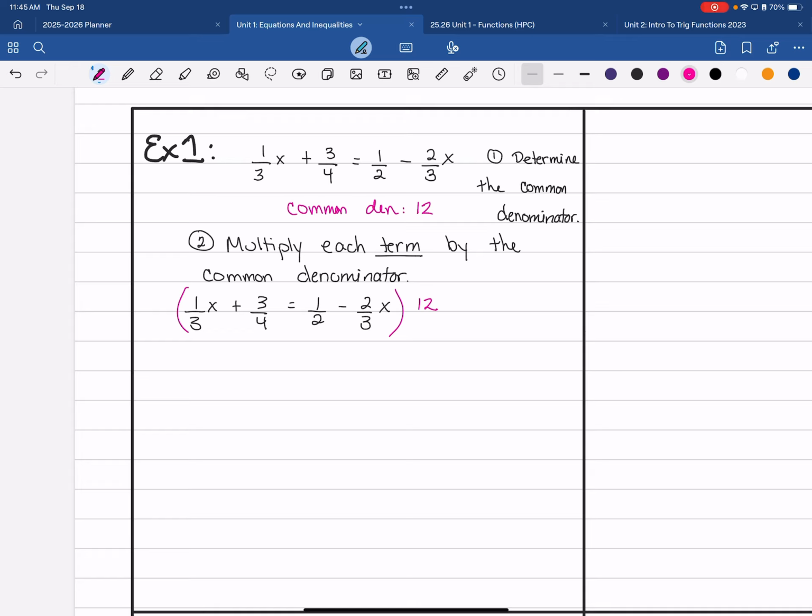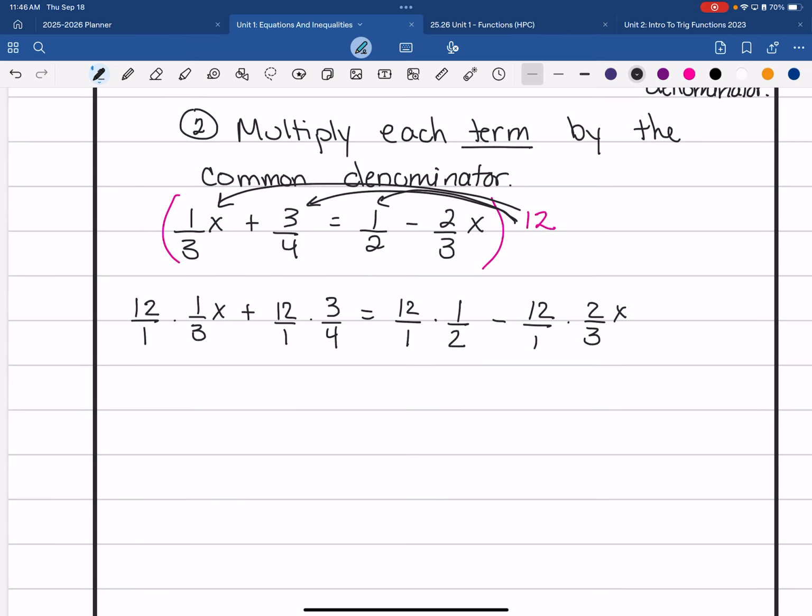All right, so when I do that, I'm distributing this 12 to every single term inside that equation. So I'm going to have 12 over 1 times 1/3 x, plus 12 over 1 times 3/4 equals 12 over 1 times 1/2, subtract 12 over 1 times 2/3 x. So again, I multiplied every single term by 12 over 1. Now what's going to be really helpful is because this is a common denominator, I should be able to cross-cancel for every single fraction that I have.